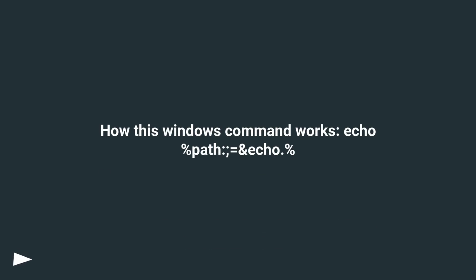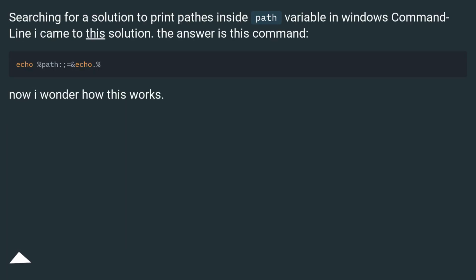How this Windows command works: echo %path:;=&echo.% Searching for a solution to print paths inside the path variable in the Windows command line, I came to this solution. The answer is this command. Now I wonder how this works. That's an interesting solution that I've never seen before. Let me try to explain.